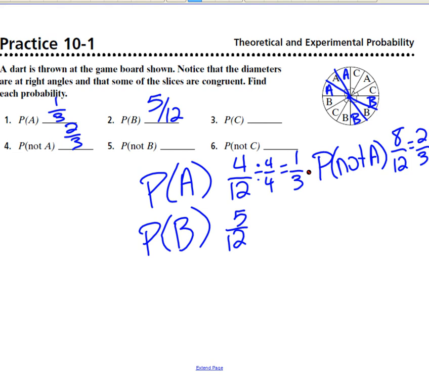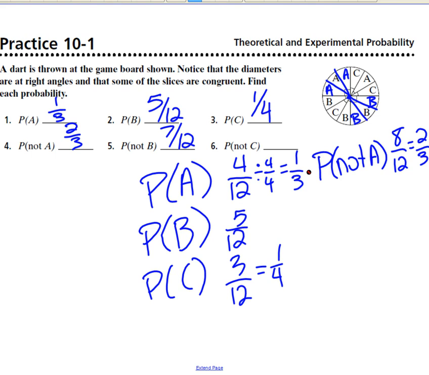If there's a 5/12 chance that it will be B, what does that mean? It's the chance that it won't be a B. It is 7/12. Okay, how about C? Well, it's 3 out of 12, which, like Albert says, does simplify to 1/4. So if there's a 1/4 chance that it is, that means there's a 3/4 chance it's not.